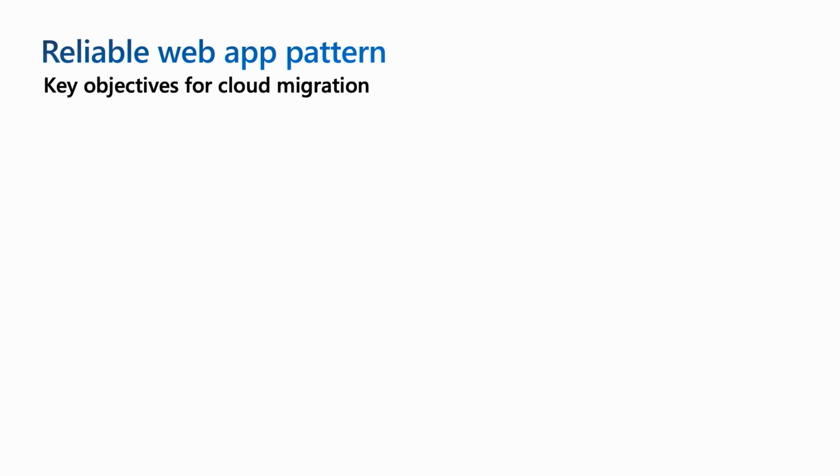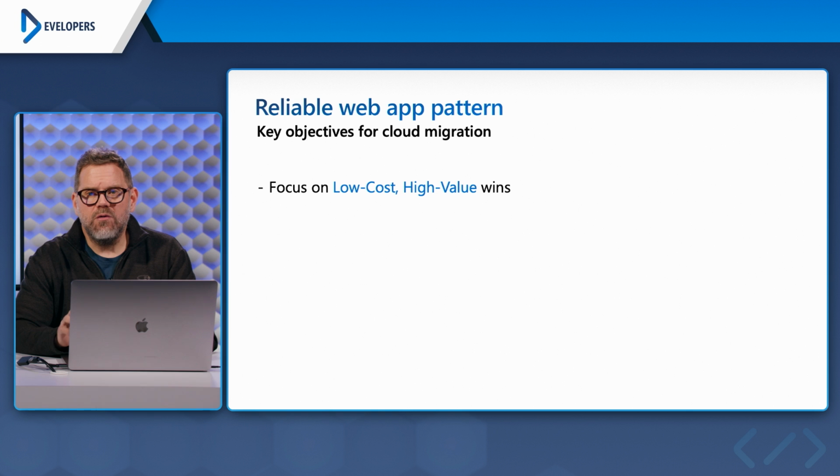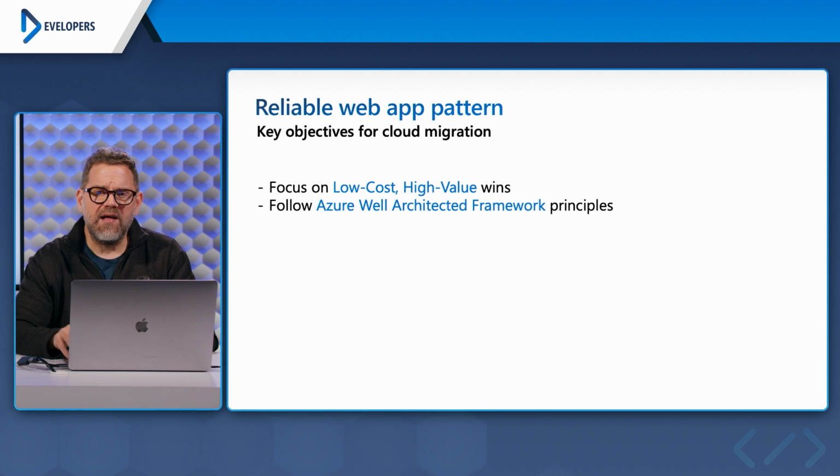Okay, so we have some key objectives that we want to meet when we do the reliable web app pattern. Some key objectives that the reliable web app pattern is going to help us meet. First off, we're going to focus on low-cost, high-value wins. As I mentioned, we are going to be dealing with an existing n-tier or monolith application. So we're going to tweak that a little bit, and what we're going to tweak is going to help us hit these low-cost, high-value wins. We're going to do more with less.